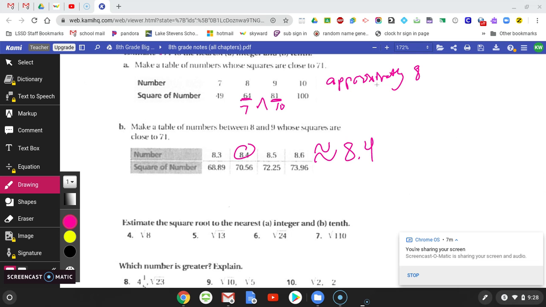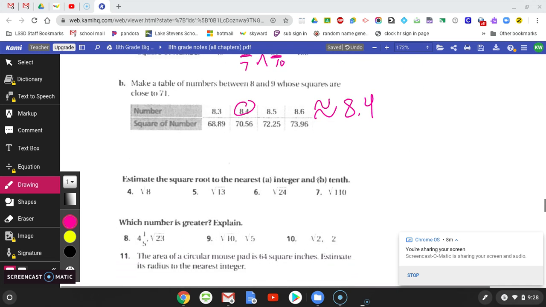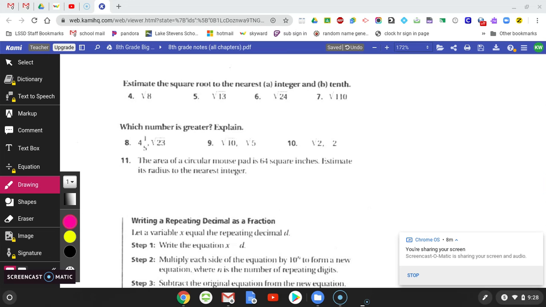So I can either use the words approximately or I can use these symbols to show it's approximately. So we can round it to the nearest whole number and we can round it to the nearest tenth as well. And again, all we're doing is once we know it's between 8 and 9, we pick numbers between 8 and 9, so 8.3, 8.4, and we square each of those numbers to find the one that was closest to it. All right, so go ahead and try the next ones.